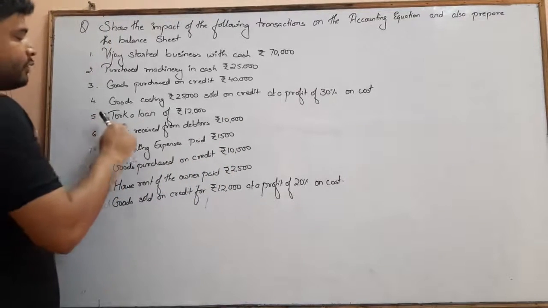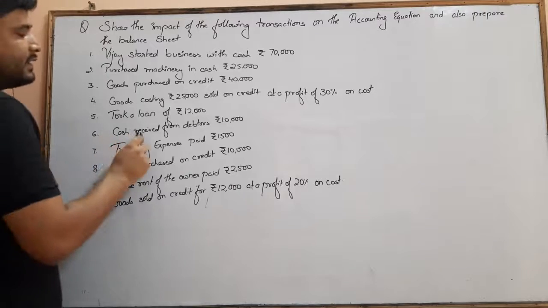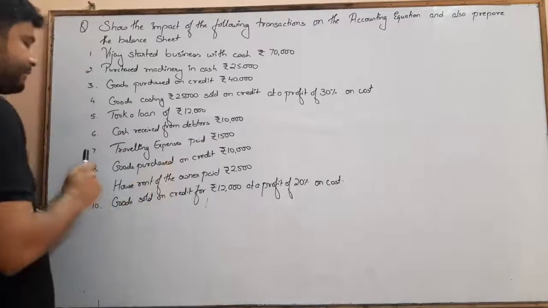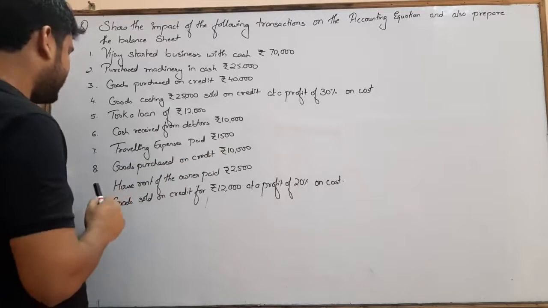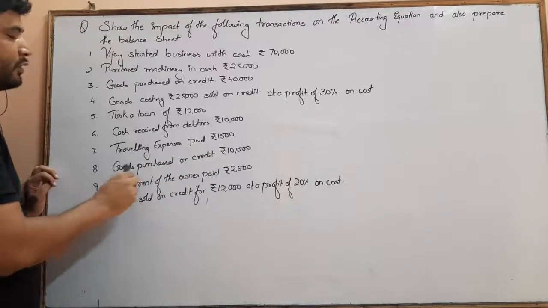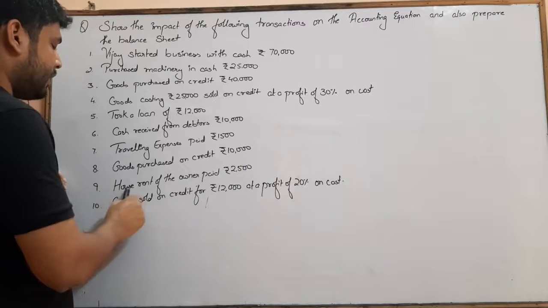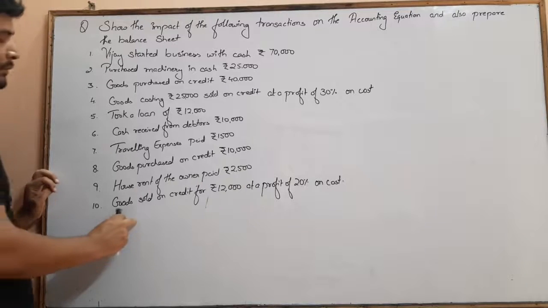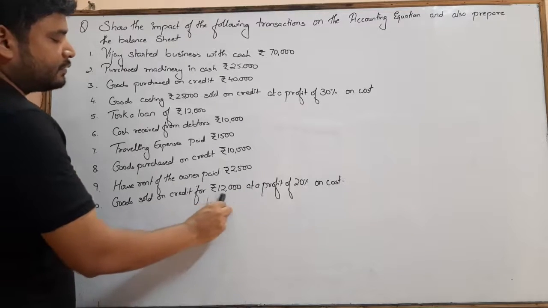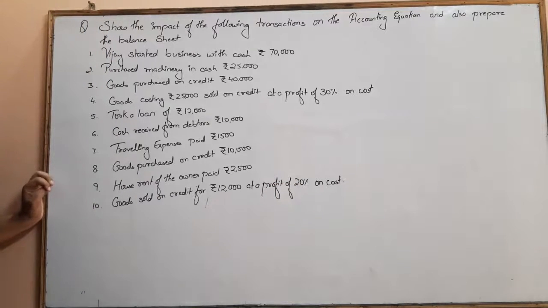Point number 5, took a loan of rupees 12,000. Point number 6, cash received from debtors rupees 10,000. Point number 7, traveling expenses paid rupees 1,500. Point number 8, goods purchased on credit rupees 10,000. Point number 9, house rent of the owner paid rupees 2,500. And point number 10, goods sold on credit for rupees 12,000 at a profit of 20% on cost. So let us start the question.